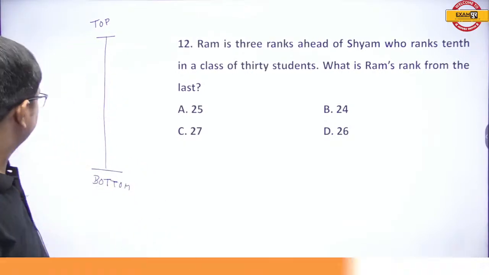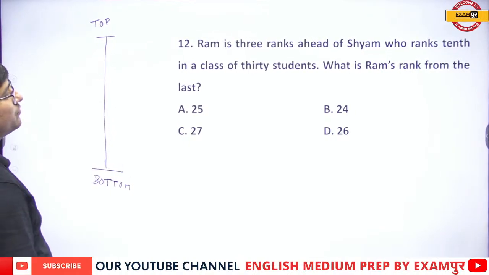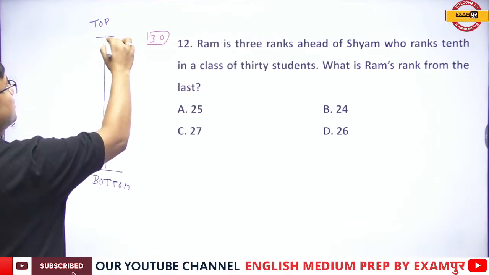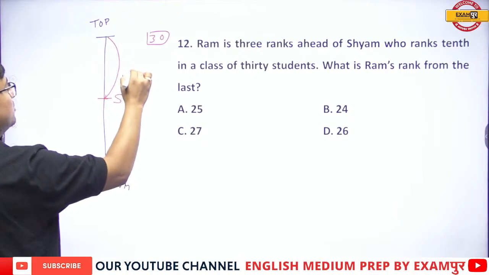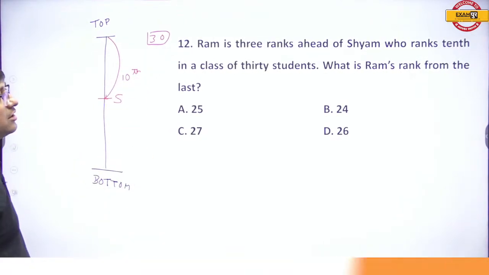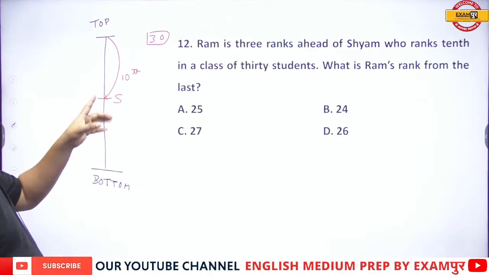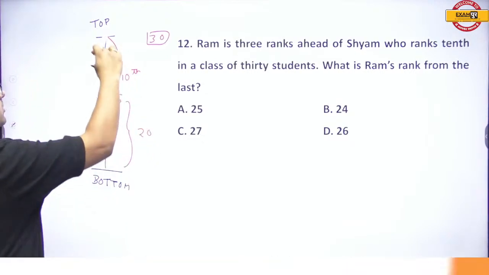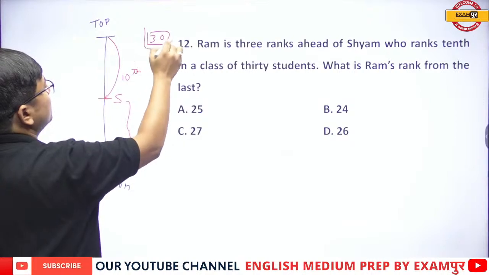Now see, Ram is 3 ranks ahead of Shyam, who ranks 10th in a class of 30 students. So in a class of 30 students, Shyam ranks 10th, which means after this also 20 students are there. 10 till here, then plus 20, which gives you a total of 30.